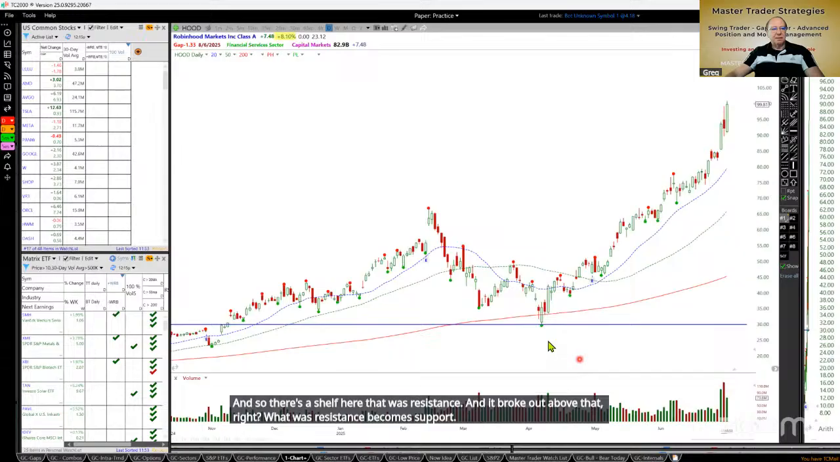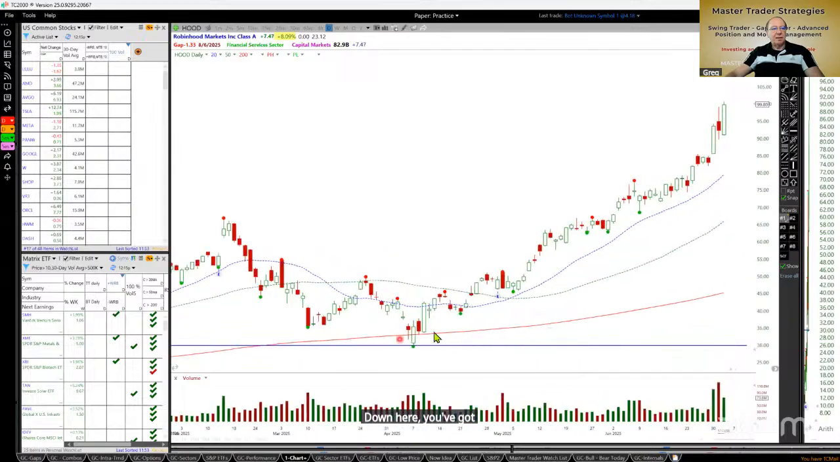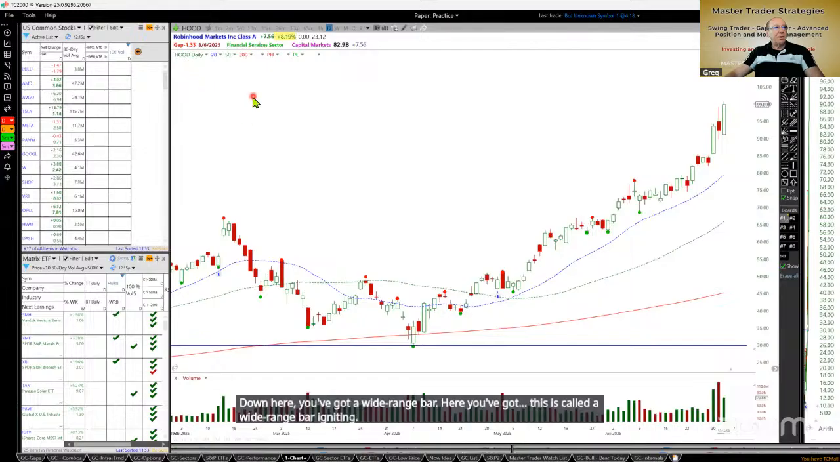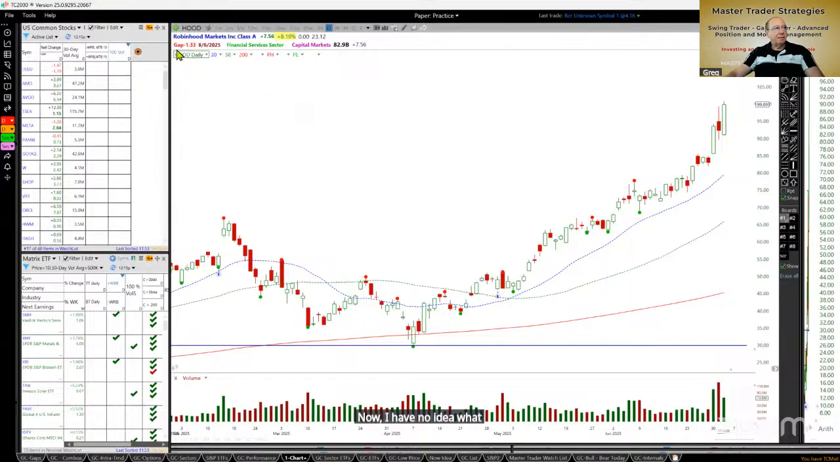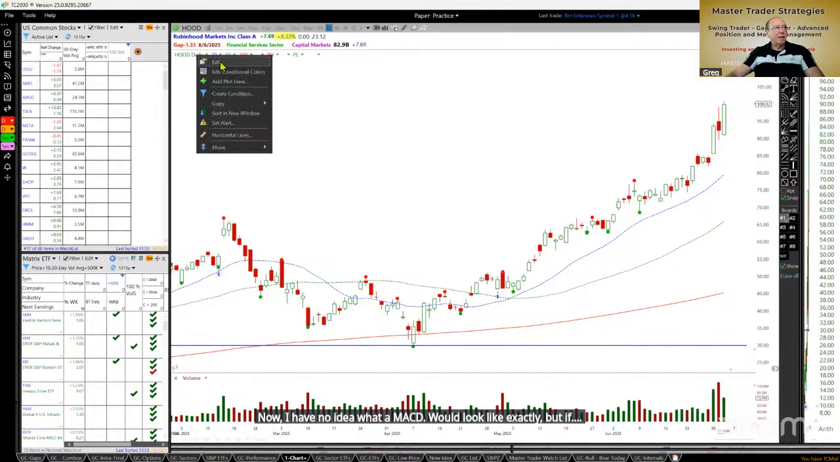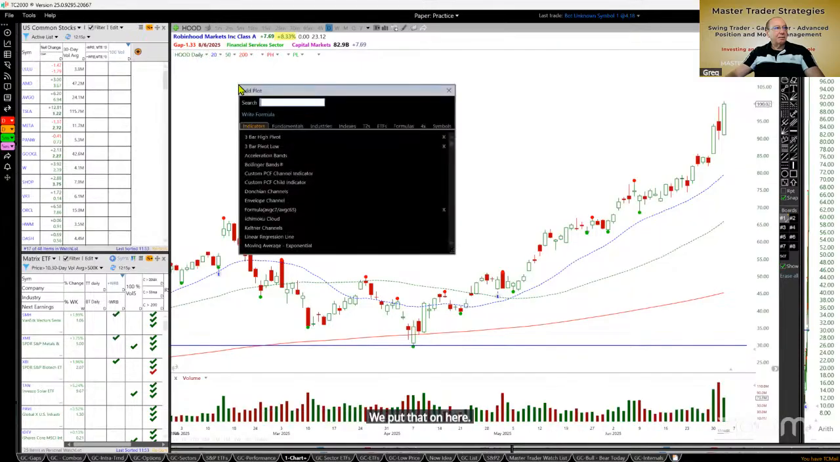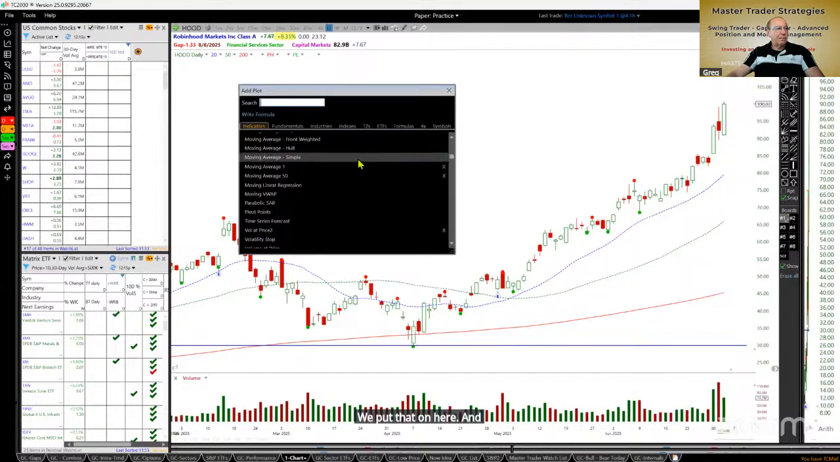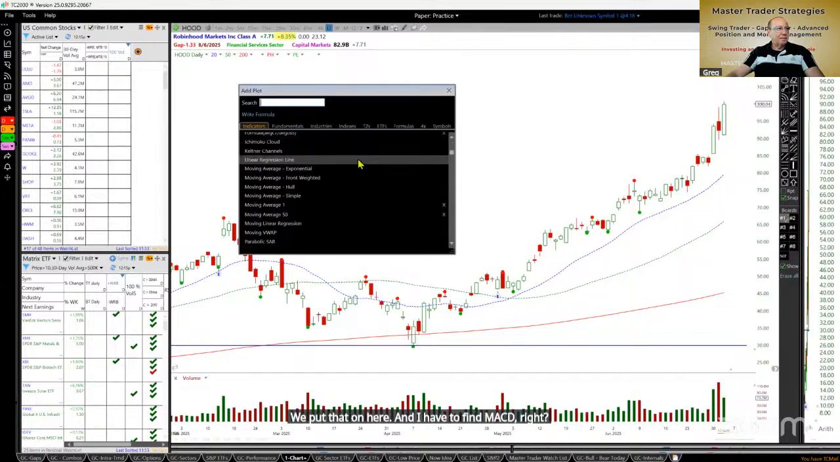Down here, you got a wide range bar. This is called a wide range bar igniting. Now, I have no idea exactly what the MACD would look like, but if we put that on here, I have to find the MACD. Should have one in here.